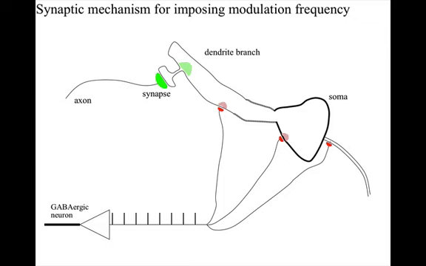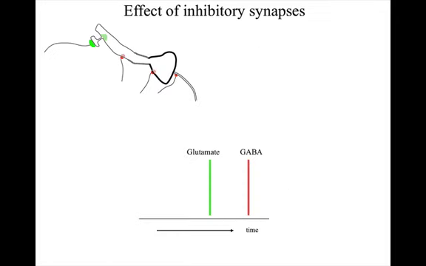sometimes at the junctions of branches, sometimes on the stem of the dendrite, sometimes on the soma, and sometimes even on the initial segment of the axon emerging from the target neuron. Now, I've been calling GABA synapses inhibitory, and predominantly they are.